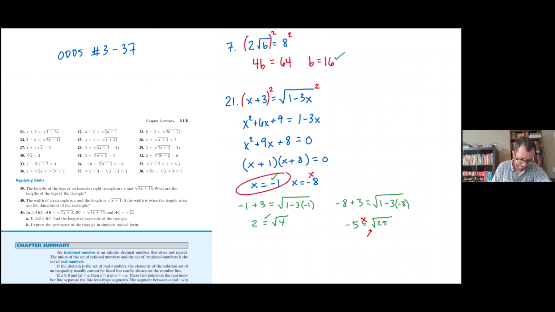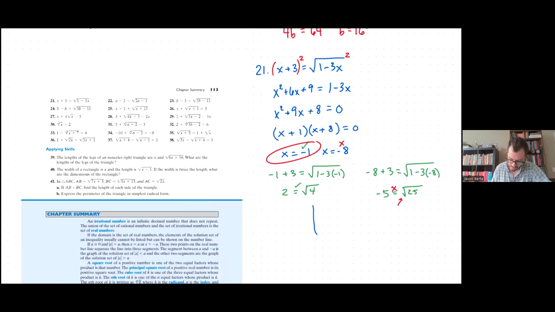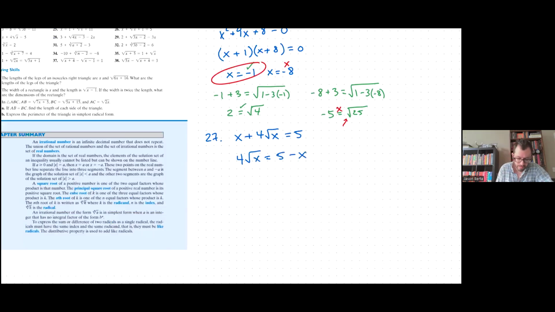Let's do one more together, and then I'll send you on your way. 27 looks pretty challenging. Let's do 27 together. So 27 is this: x plus 4 times the square root of x equals 5. I can't square both sides yet because the radical is not isolated. So let's subtract x. And when I do that, I get 5 minus x. I can square this now. We might get some fractions later on in this problem, but I'm going to go ahead and square this now.